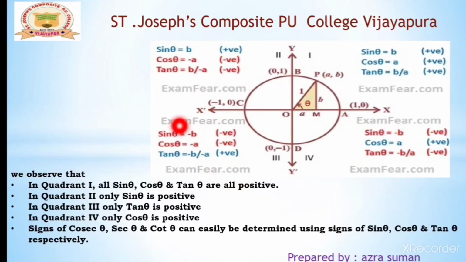In the third quadrant, only tan theta is positive, and its reciprocal cot theta is positive. But the remaining sin theta, cos theta, cosec theta, sec theta are all negative. And in the fourth quadrant, only cos and sec are positive and the remaining are all negative. Okay.